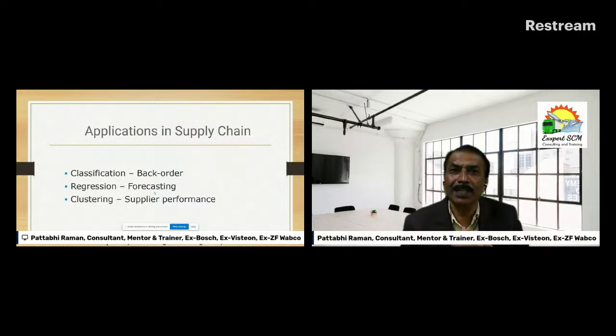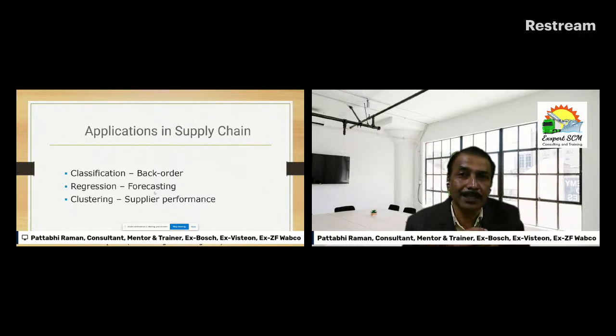Finally, clustering, for example, could be supplier performance. Based on various characteristics like on-time delivery or quality rejection, or maybe various other issues, like if you take innovation index or timely customer support. Based on this, if you have data which is not labeled, it is going to group them based on these features and tell you this is cluster 1, 2, 3.